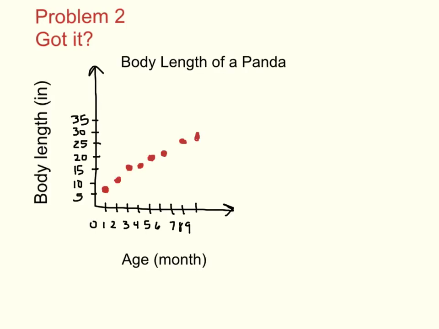So problem 2 on page 402 says, make a scatter plot of the data below. Draw a trend line and write its equation. What is the approximate body length of a 7-month-old panda? I'm going to let you draw this on your own. I'm going to pause my own video, and I'm just going to go ahead and draw it since we've already done this. So right now I have drawn a scatter plot of all of the relationships between the age in months and the body length in inches of a panda.